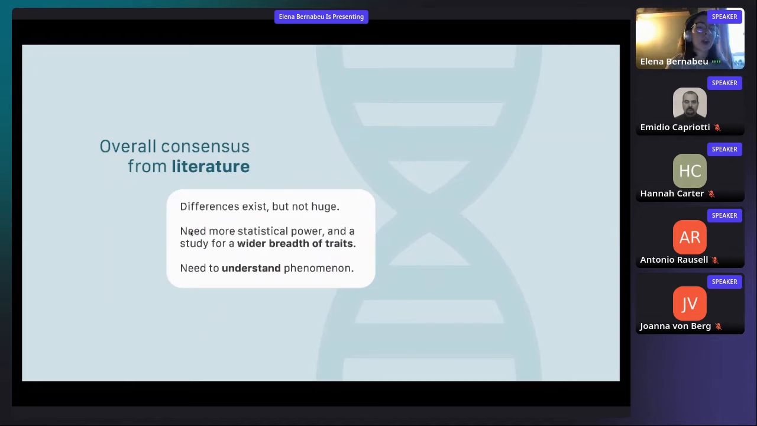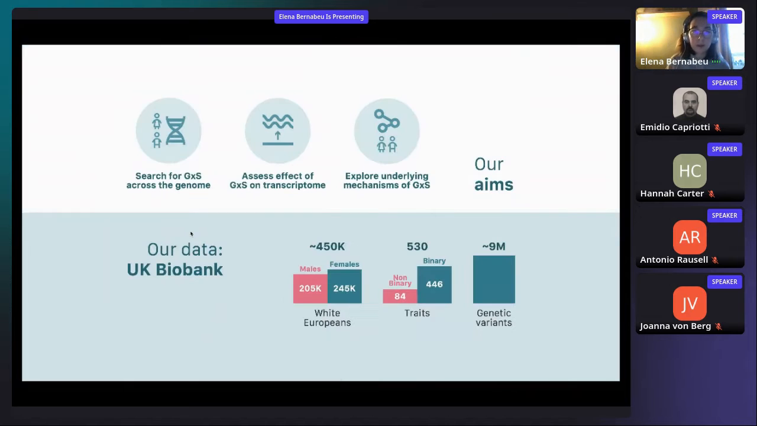Authors had also described the need for larger statistical power and to study a wider breadth of traits, because while it is true that some traits like height had been well studied in genome-wide association studies, others had not really focused or narrowed down genome by sex interactions. And also, we need to understand the phenomenon, because many times in a genome-wide association study, you might find an association, but you don't really know what it means biologically.